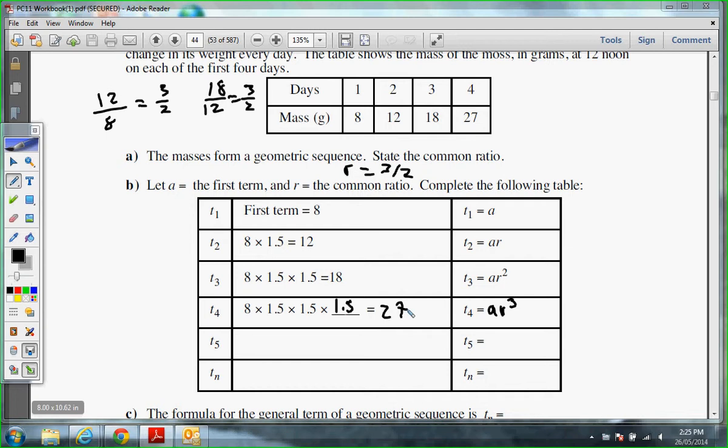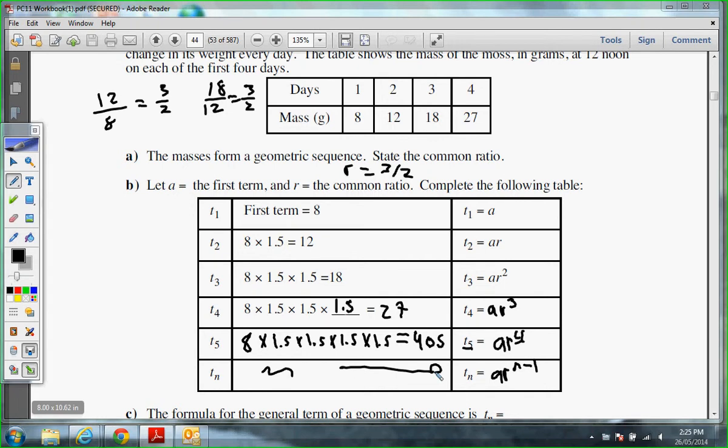So T5 is going to be the same, 8 times 1.5 four times, which equals 40.5, or AR to the fourth. And then it's going to be AR to the n minus 1. As you see, the relationship is this is a 5, this is a 4. So the exponent is always 1 less than the n. And you don't have to put anything in here because it's pretty much right there.